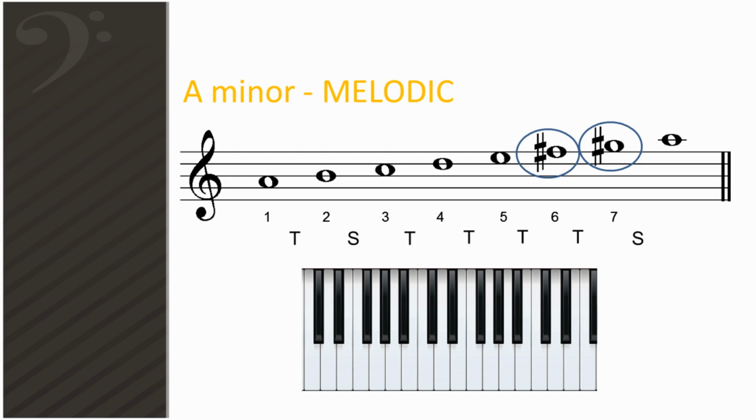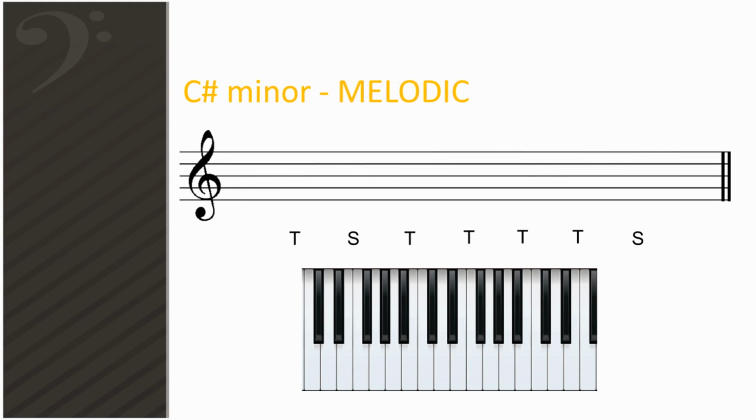See if you can work out the scale of C sharp melodic minor. Here are the notes: C sharp, D sharp, E, F sharp, G sharp, A sharp, B sharp, C sharp. We used B sharp instead of C natural because C sharp is already used in the scale, so we can't use the letter C again.